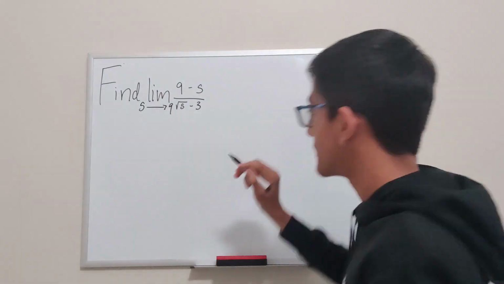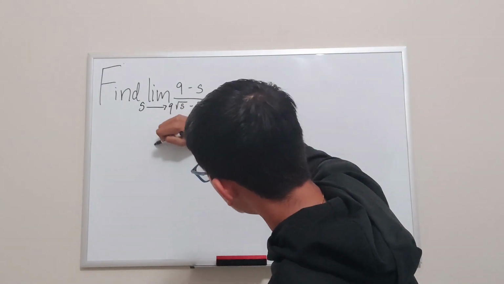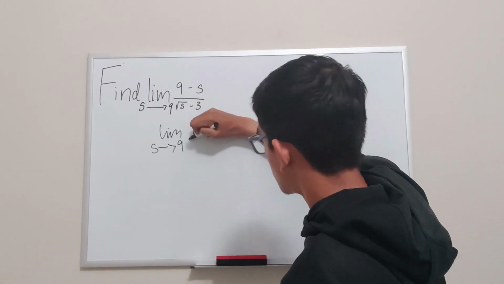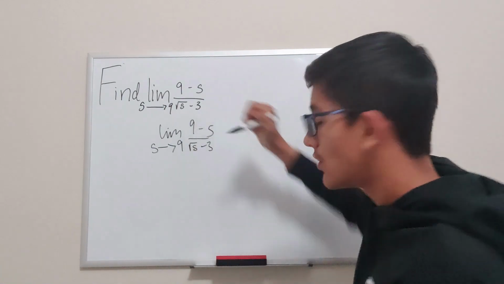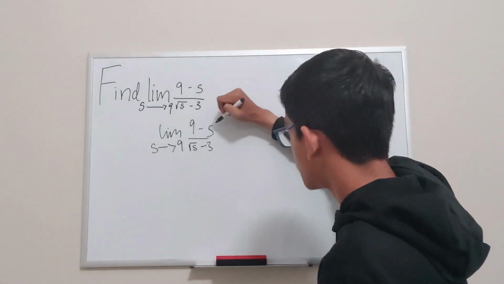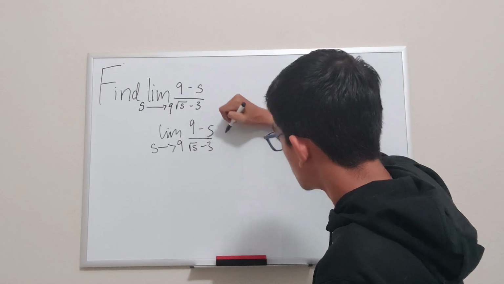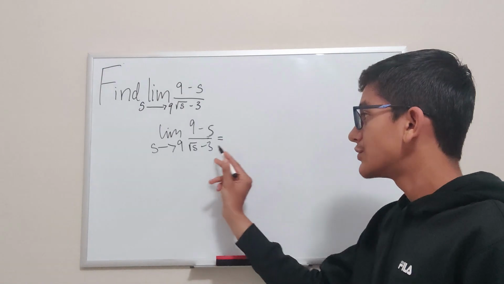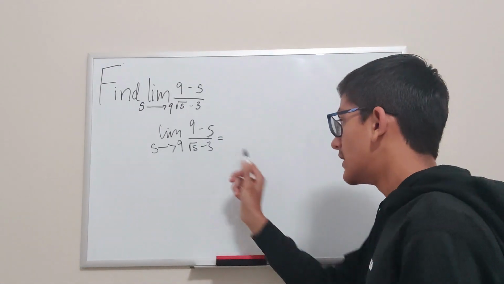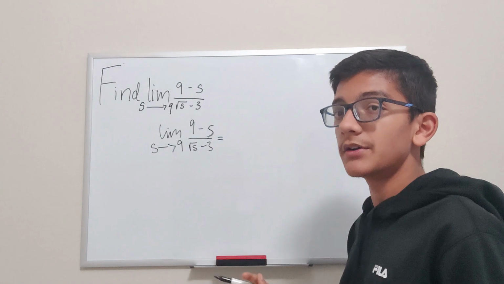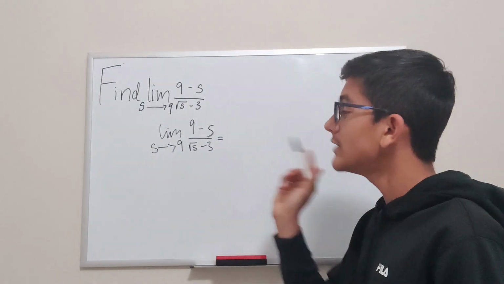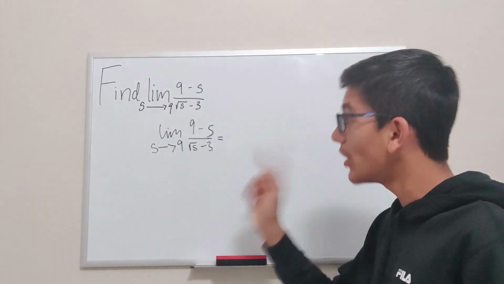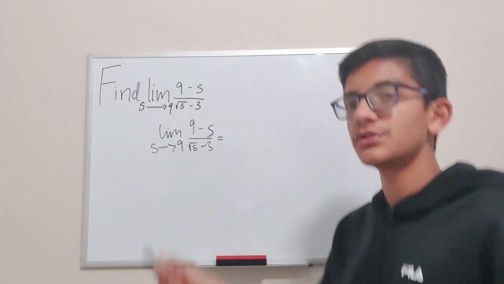So in order to solve this, like I said, you always write down your limit, regardless if the problem is there or if it's not. That's just how I would do it. Then, our first step is to multiply by the conjugate. So our denominator is root s minus 3. Now, our conjugate of that would be root s plus 3.